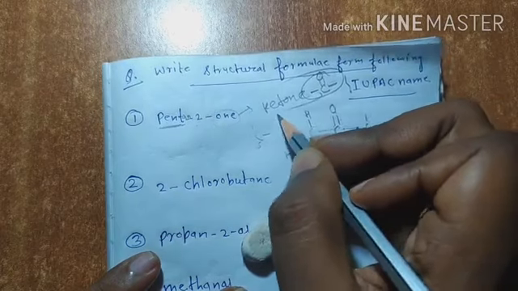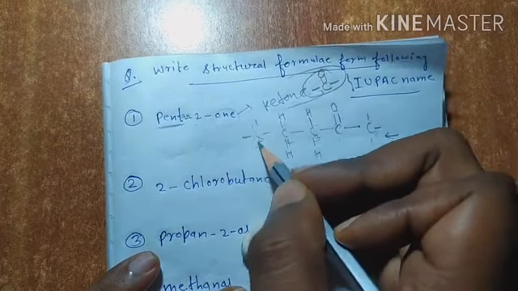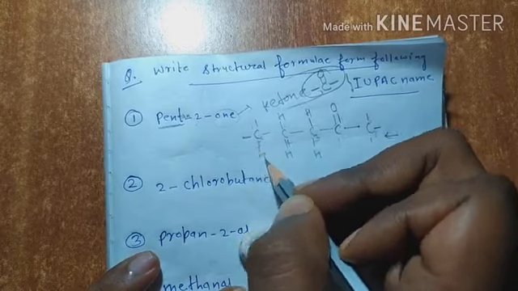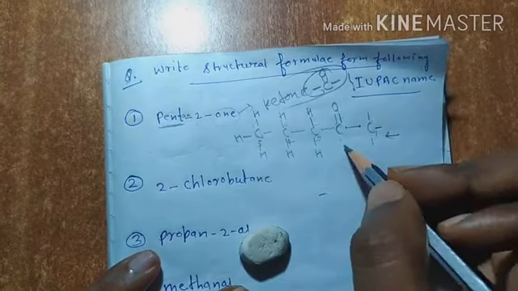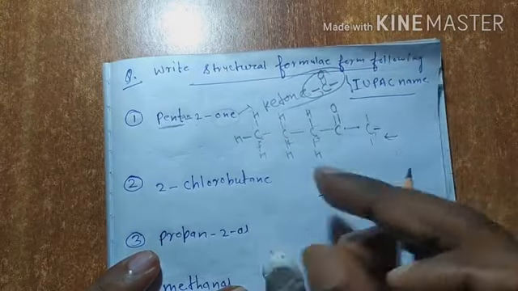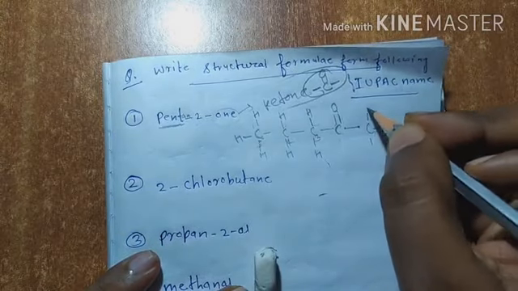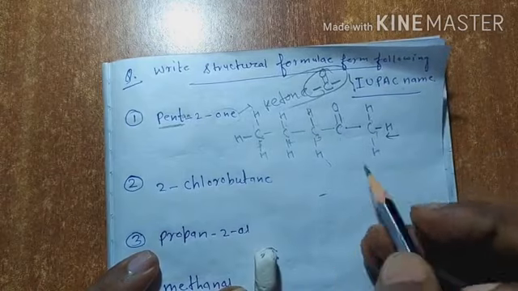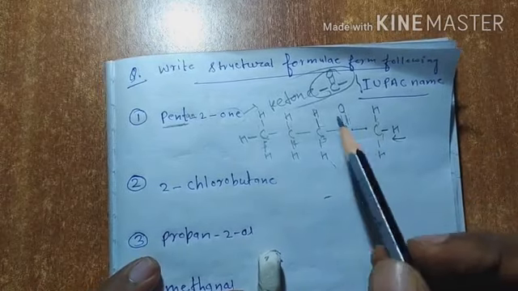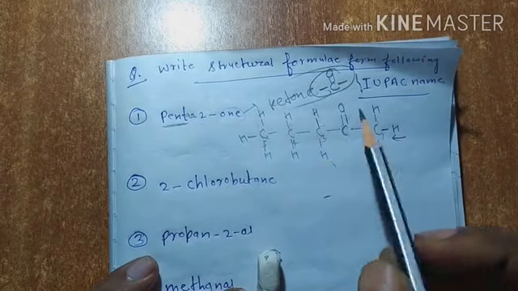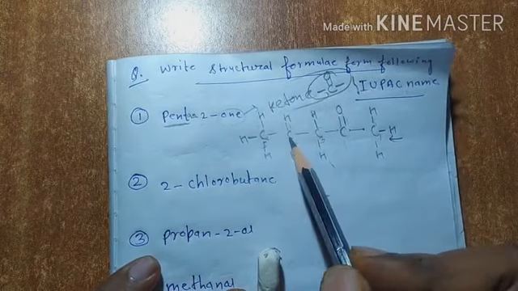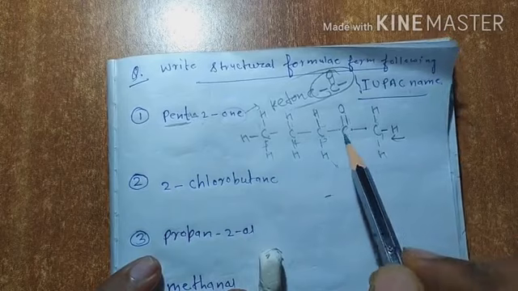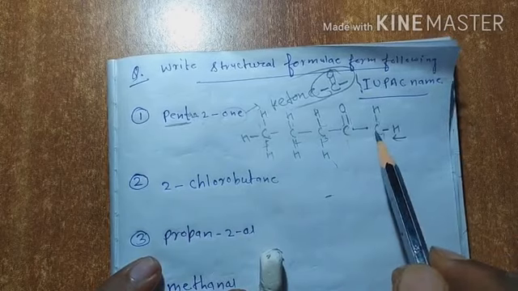Here is hydrogen. There is nothing here. Again there is hydrogen. This is the structural formula. Otherwise you can write it in condensed form also. In condensed form we can write CH3, CH2, CH2, CO, CH3. Okay.